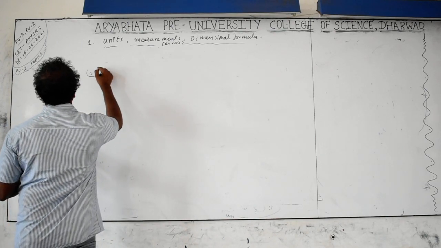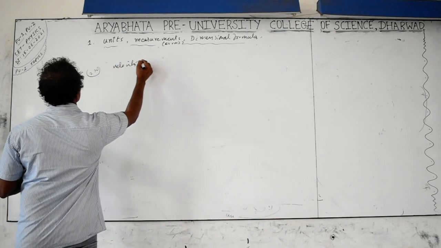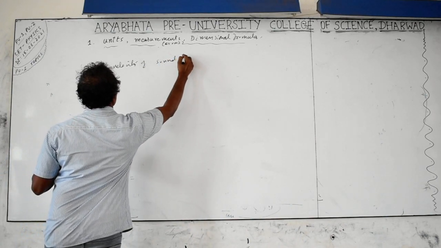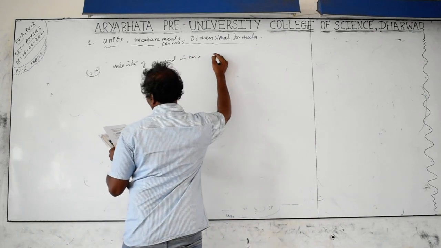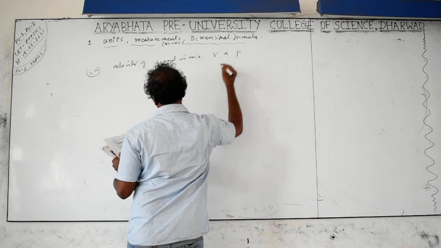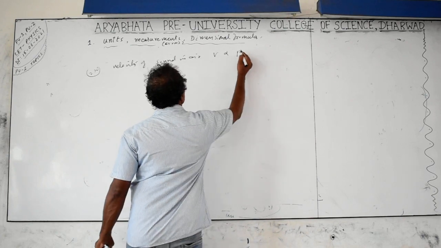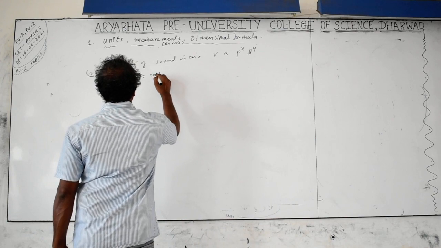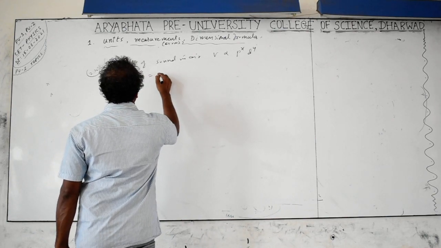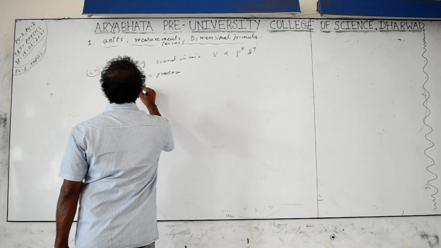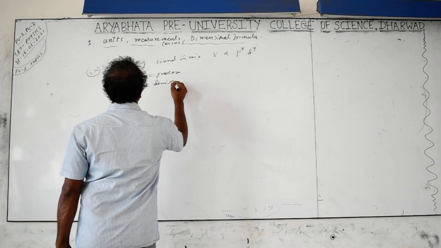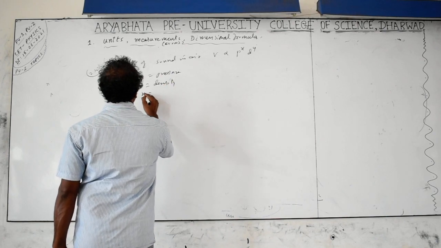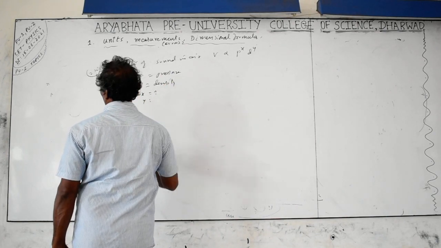Question number 270. The velocity of sound in air is given by the formula V is proportional to P to the power of X and D to the power of Y, where P is pressure and D is density. You have to find out the values of X and Y.